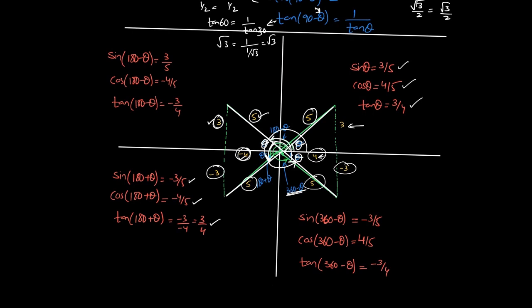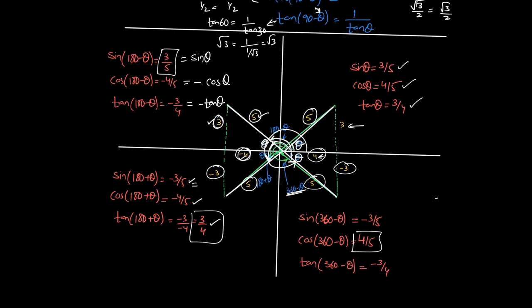Now in the previous slide we discussed that in the first quadrant all ratios are positive, and you can see over here. In the second quadrant only sine is positive. In the third quadrant only tan is positive, and in the fourth quadrant only cos is positive. So just to summarize this, I can say that sine 180 minus theta is equal to sine theta. Cos of 180 minus theta is equal to minus cos theta, because its value is negative whereas cos theta was positive. And tan of 180 minus theta is equal to minus tan theta.